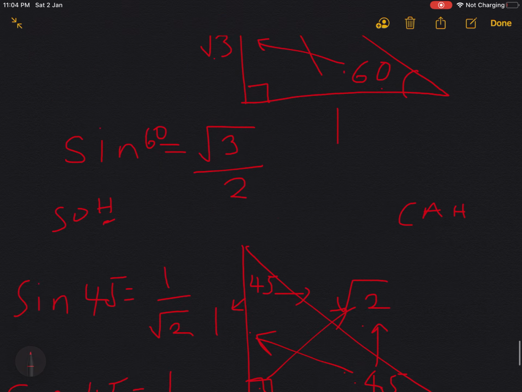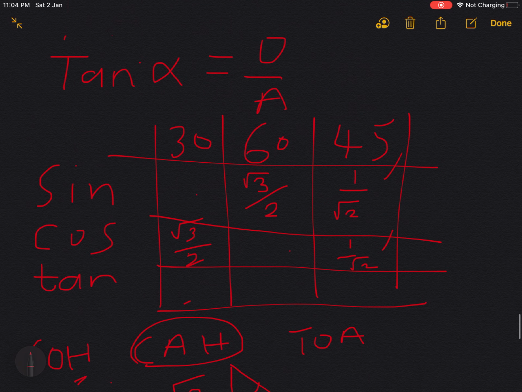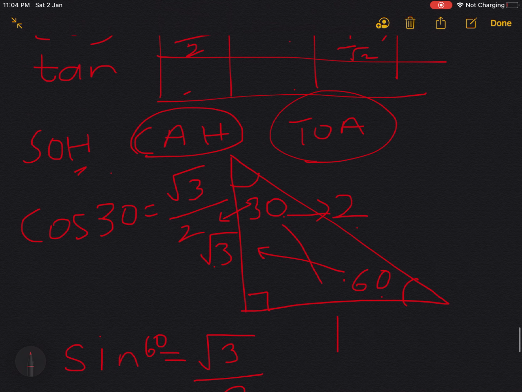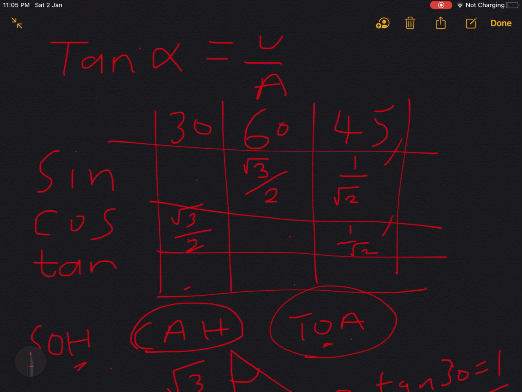Let's try tan, and I'm sure you can figure out the rest of the angles. So let's try tan 30. TOA for tan. I'm going to use the triangle that has 30 degrees. Opposite to this angle is 1. So tan 30, the opposite over the adjacent, which is root 3. So tan 30 is 1 over root 3. Okay, you can try out the rest and see if you get it.